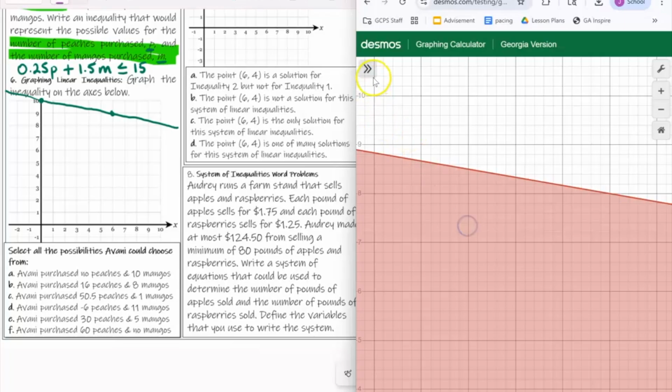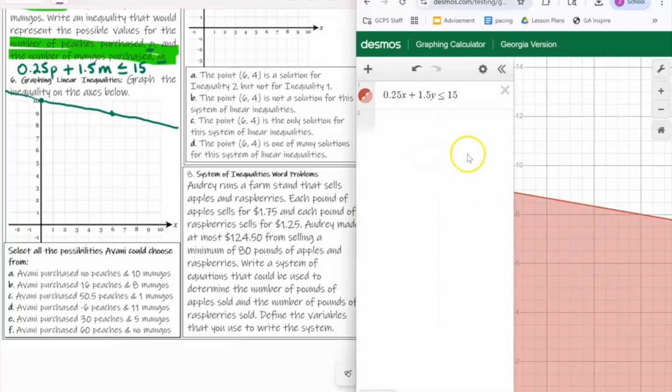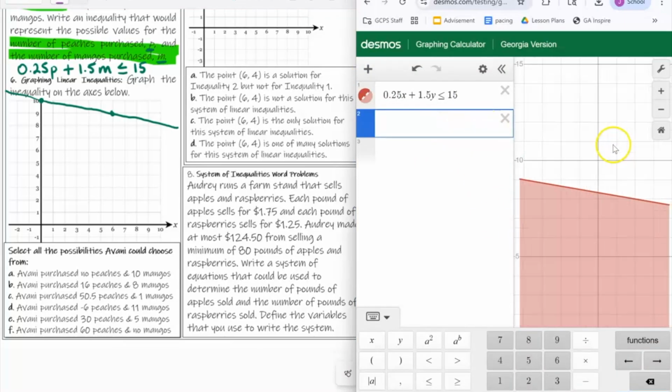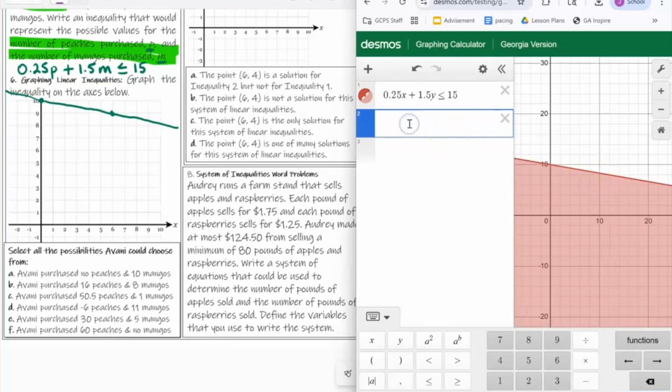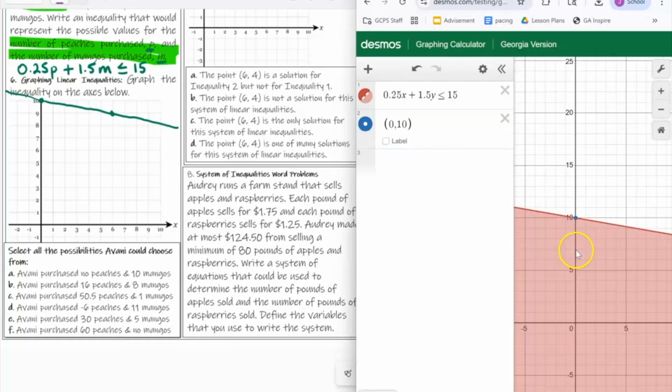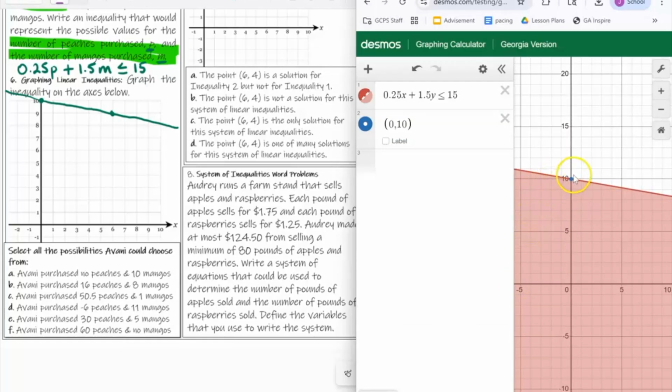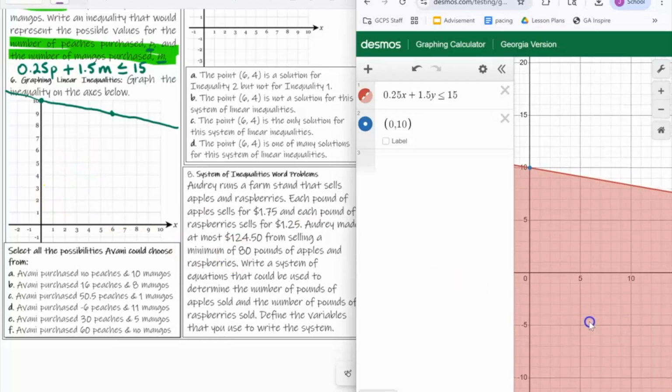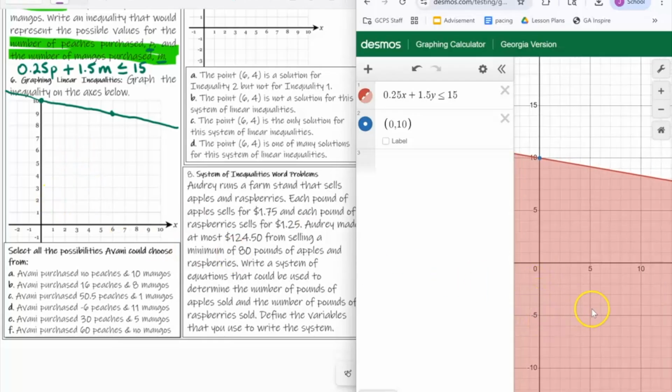What are my solutions? So remember, stay away from what? Dotted lines. And whatever you think your solutions are, you can just double check it by putting it in Desmos. So I'm going to put in 0, 10 as the first one because it says 0 peaches and 10 mangoes. Is that a solution? Yes, it's on the dotted line. And you also have to think through, this is a real life situation, right? So can I have negative, what was X again? Peaches. Can I have negative peaches? No. So you're not going to have any of this, right? Can I have negative mangoes? No. So none of this. So basically in quadrant 1, in this first quadrant right here.